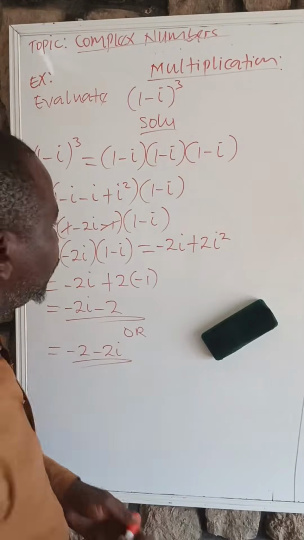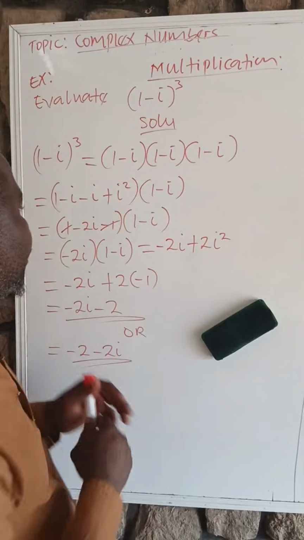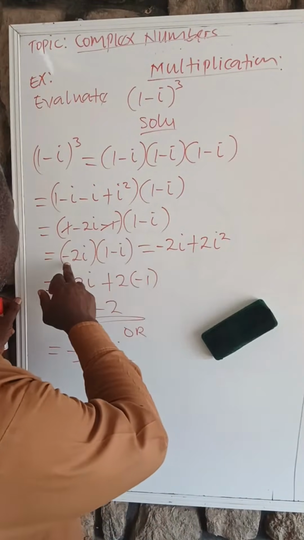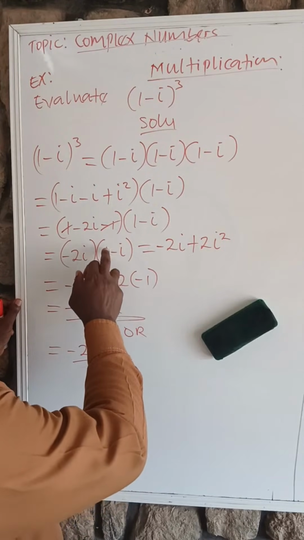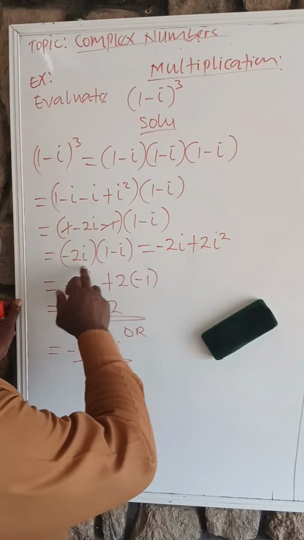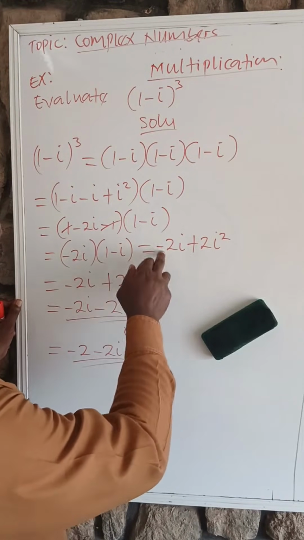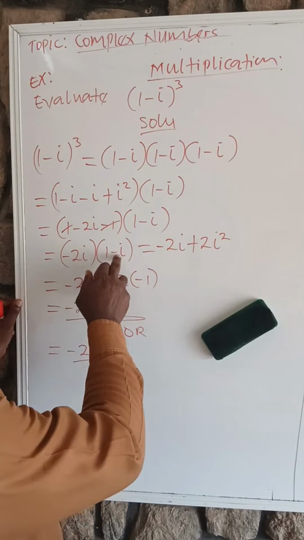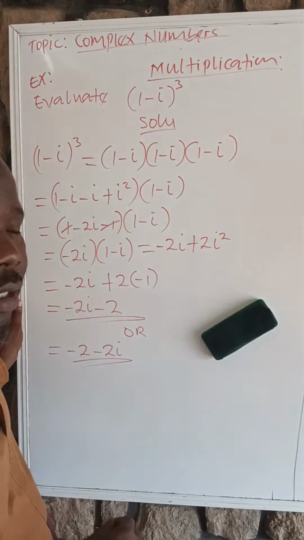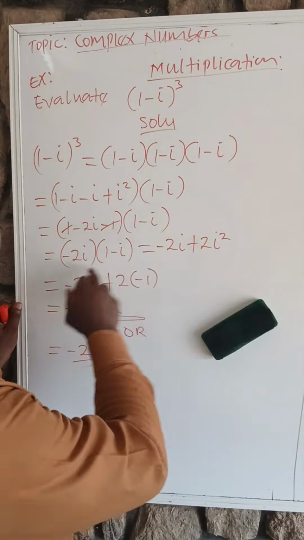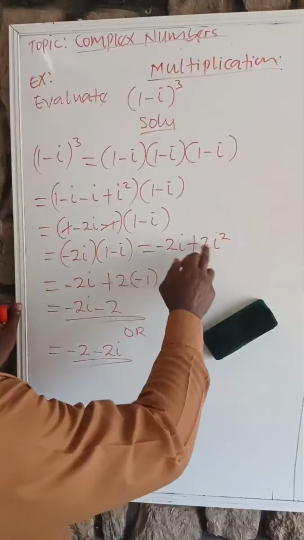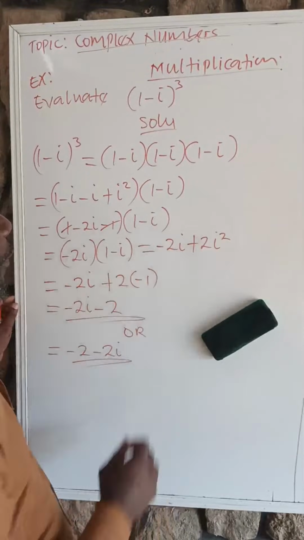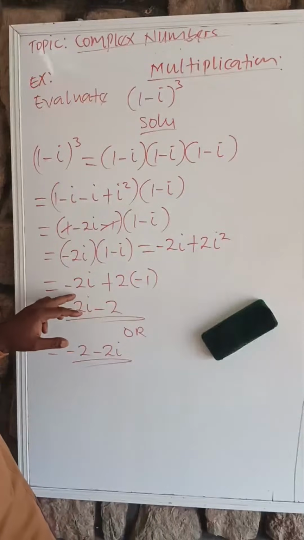Then this bracket. So what we need to do is multiply: use minus 2i to multiply this bracket. So minus 2i times (1 minus i) is going to give us minus 2i times 1, minus 2i times minus i. Then minus times minus will give us what? Plus. That is why you are saying plus. So minus 2i times i, you're supposed to have plus 2i squared. True or false?